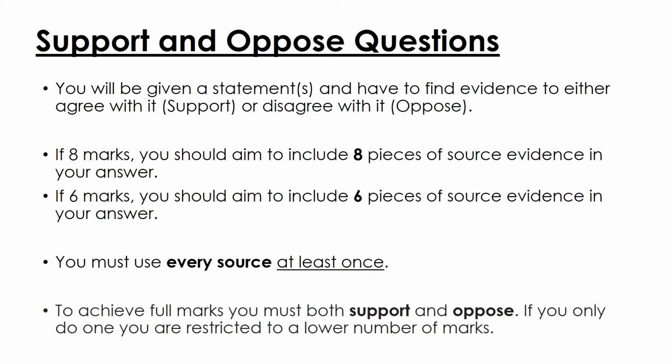Now support and oppose questions, you'll be given a statement or statements and have to find evidence to either agree with it, so support it, or disagree with it, so oppose it. Now if it's worth 8 marks, you should aim to include 8 pieces of source evidence in your answer. If it's worth 6 marks, you should aim to include 6 pieces of source evidence in your answer. You must use every source at least once in your answer. To achieve full marks as well, you must do both the support and oppose parts of the question. If you only do one, then you are only restricted to lower numbers, so you only get about half marks if you only do one side.